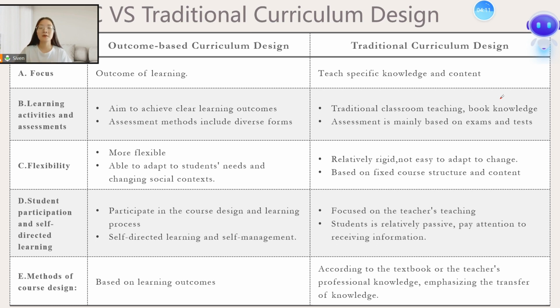Number three is about the flexibility. OBC is generally more flexible and able to adapt to students' needs and teaching social contexts. Traditional course design can be relatively rigid, based on the fixed course structure and content, and it's not easy to adapt to the change. Next one is about students' participation and self-directed learning.